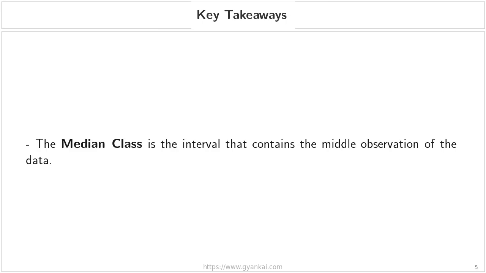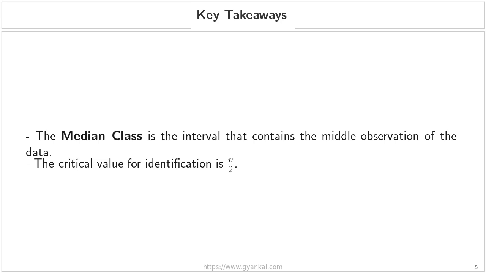Key takeaways. First, remember that the median class is not just a single number, but the specific interval that contains the middle observation of your entire data set. Second, the most critical value you need to calculate for your identification process is n divided by 2. This value tells you exactly which position in the data set we are searching for.